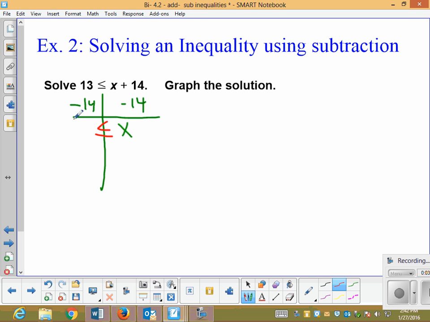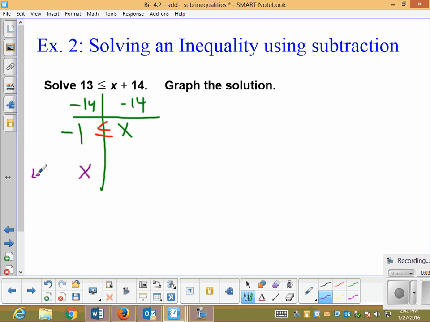Okay, 13 minus 14. What is 13 minus 14? That is negative 1. We're short 1, so it's a negative 1. Now, we need to look to see, is the variable on the correct side? I see x is on this side. It should be on this side. So I'm going to rearrange it. Remember, x or the variable should always be on the left side.